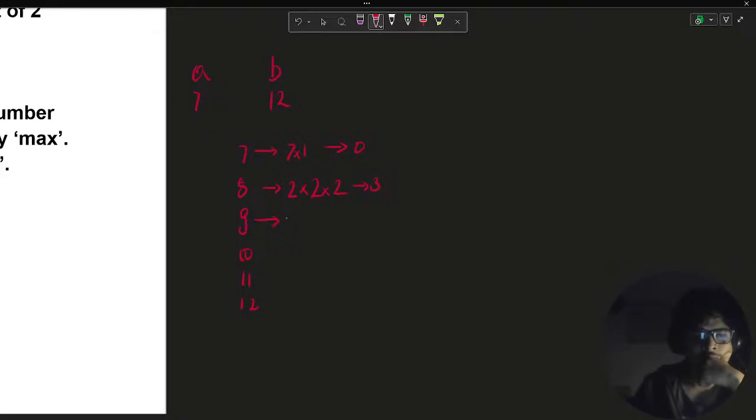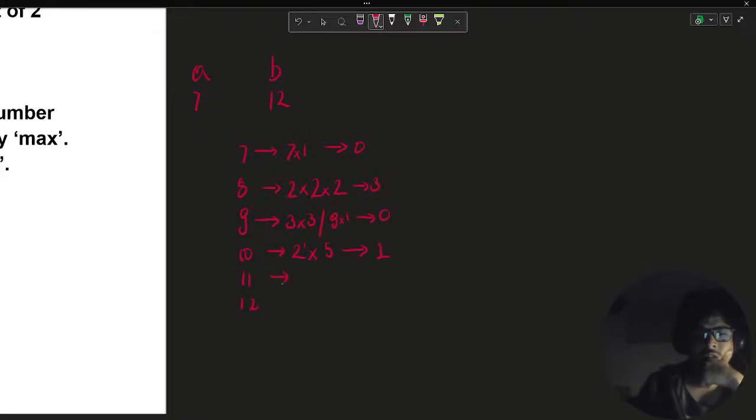It is 3 into 3, or I don't know any other way to write it. Okay, so the exponent of 2 is 0. Now what is 10? 10 is 2 to the power 1 into 5. That's what's left. So here the exponent is 1.